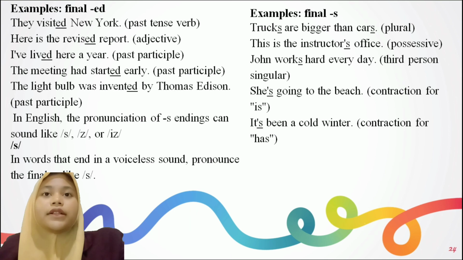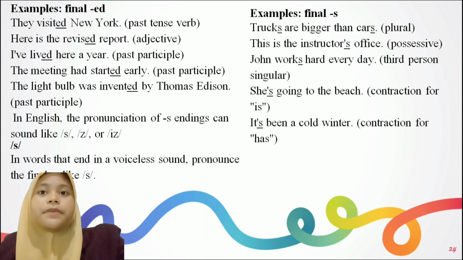Examples of final -ed: They visited New York, past tense verb. Here is the revised report, adjective. I've lived here a year, past participle. The meeting had started early, past participle. The light bulb was invented by Thomas Edison, past participle.